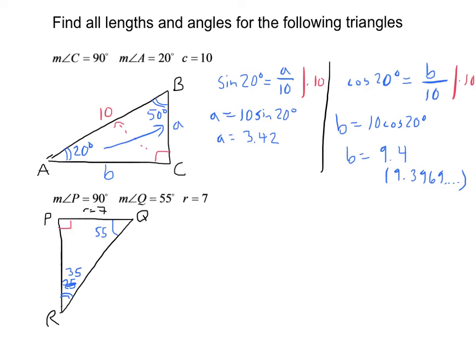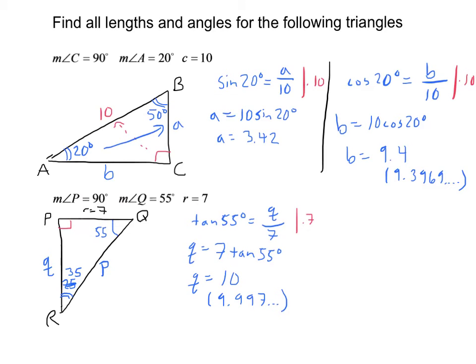This over here is going to be side length Q. This over here is going to be side length P. And I want to relate them to the known length 7. So let's start with this one, Q. From the 55, the Q is opposite, and the known is adjacent, so this is going to be a tangent ratio. Multiply through by 7, and evaluate. So rounded to 10, 9.997, 2 decimal places. We'll bump that up to a 10.